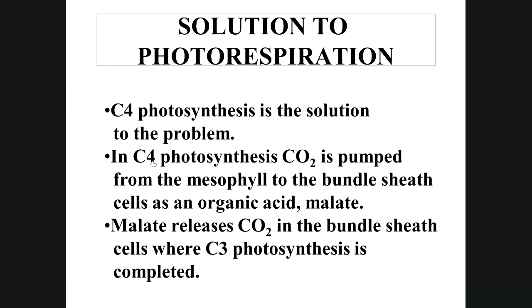In C4 photosynthesis, the carbon dioxide is pumped from the mesophyll to the bundle sheath cells as an organic acid. So it is actually harvested from the spongy mesophyll, bound to another molecule, and sent into the bundle sheath cells. Malate releases the carbon dioxide. Once it's in there, malate, which is malic acid, releases the carbon dioxide in the bundle sheath cells where normal photosynthesis, C3 photosynthesis, is completed. So let's look at the next little picture here.